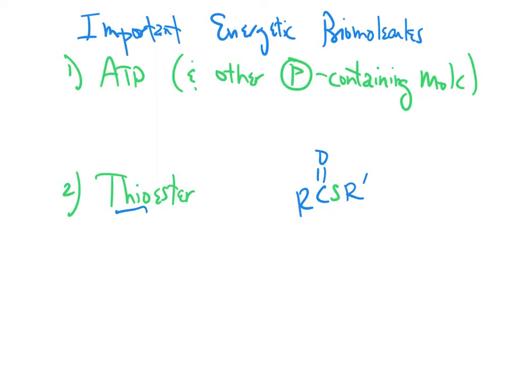An example of this for the thioester would be like coenzyme A. So that's when it's a thiol and it becomes acetylated or something. This is an acetyl-CoA.